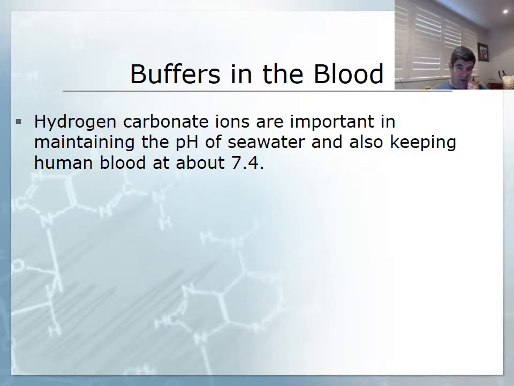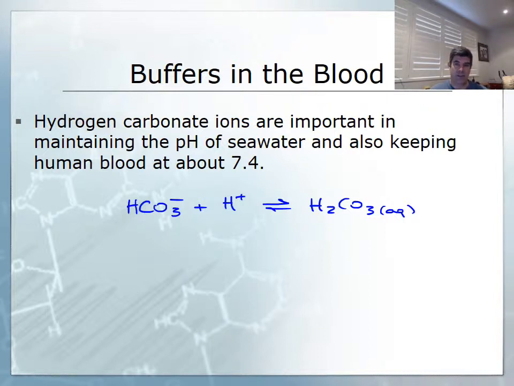Now, buffers also occur in the blood, for the same sort of reasons, and I won't go through the equilibrium in quite the same way, but in human blood we have a bicarbonate ion, and this one will combine with H+ or H3O+ in an equilibrium to form carbonic acid. Now this is a little bit more complex, mainly because we also have another equilibrium that exists in the blood. This equilibrium incidentally also exists in seawater. It's one of the ways that seawater is buffered against major changes in pH. But it's also useful in human blood.